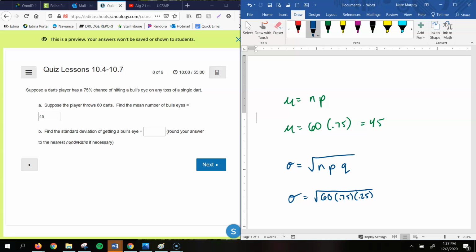So we're going to take the square root of, and if you do this all in one step, by the way, make sure you put it all in parentheses. So we'd have inside of parentheses, under the square root, 60 times 0.75 times 0.25. Or you could do it in 2 steps. Take 60 times 0.75 times 0.25 and get your answer, and take the square root of that. But either way, when we round to the nearest hundredth, so 2 numbers past the decimal, we get a standard deviation of 3.35.